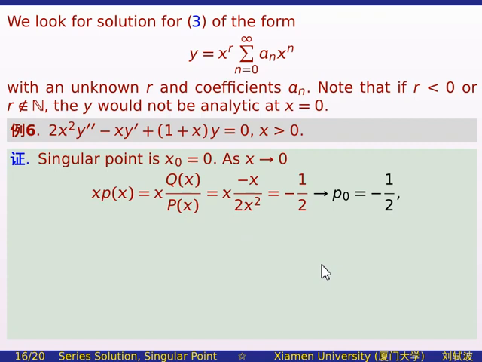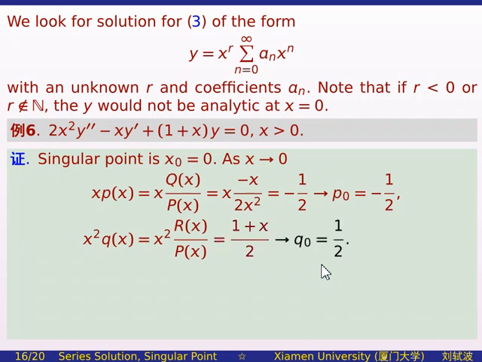Similarly, we need to consider x squared small q of x, that is x squared capital R over capital P. Substituting the P and the R inside, you will see that this is half of 1 plus x. So as x goes to 0, the limit, denoted by small q0, is a half. So this tells us that x0 is a regular singular point.